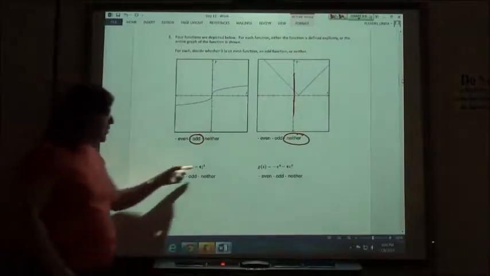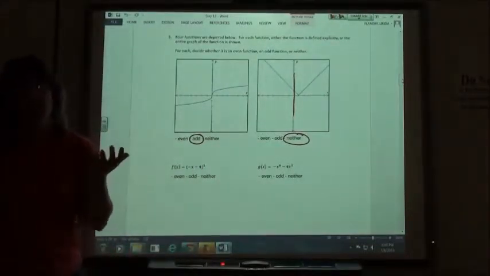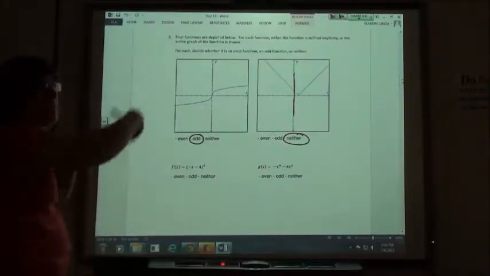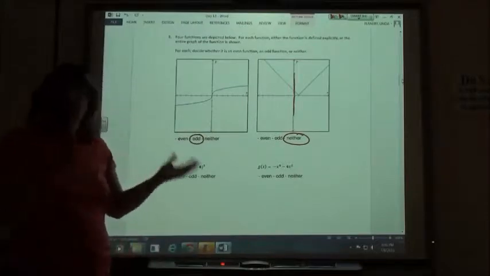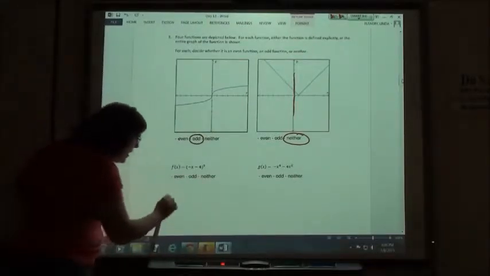Now this one, when you look at it, you might think, oh, it has an odd exponent, but because it has that parentheses, you'd either have to take negative x minus 4 times negative x minus 4 times negative x minus 4 and get rid of the parentheses, or just do our test. So I'm just going to go ahead and do the test.